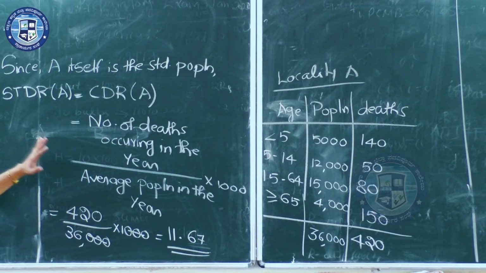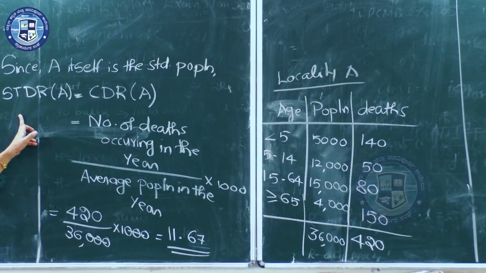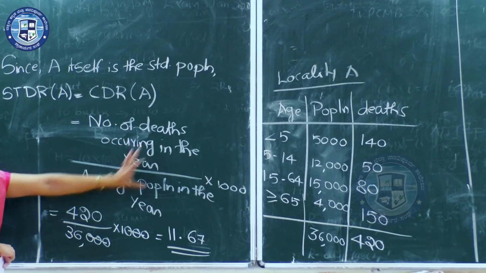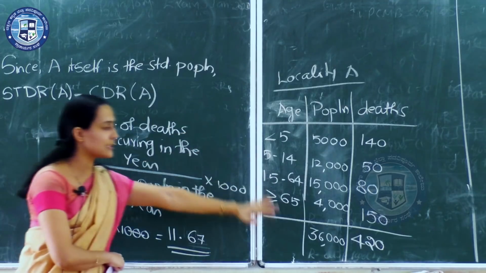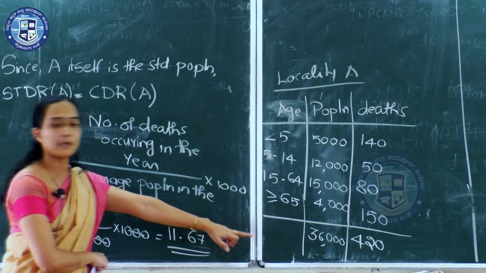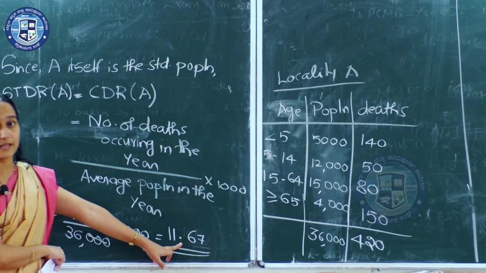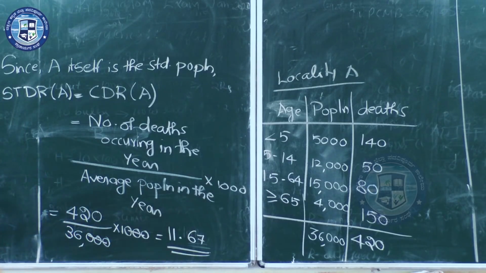Here there is no need to compute the age specific death rate, since A itself is the standard population. So STDR of A is the same as CDR of A. Write the formula of CDR, compute the deaths total, then the average population total, into 1000. The answer is 11.67. For the second one, we have to compute the STDR of locality B. How to compute?